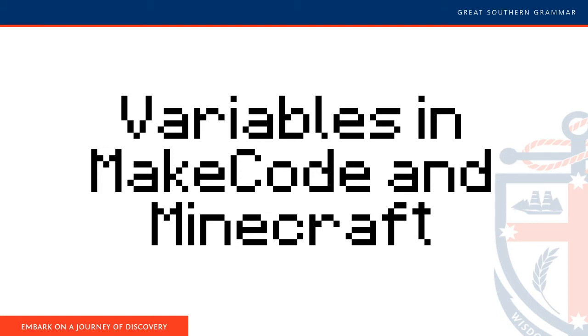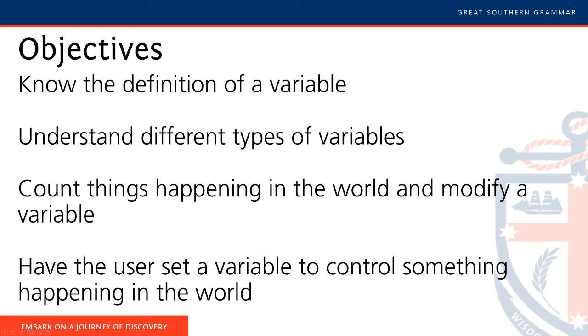These are the learning objectives that I'll be looking at in today's video. We'll take a look at the definition of a variable. We'll look at understanding the different types of variables. Then we'll jump into MakeCode and Minecraft, and we will code something that will count things happening in the world and modify a variable as things happen and as the program runs. And then we'll take a look at allowing a user to control a variable before a program runs so they can control something happening in our Minecraft world.